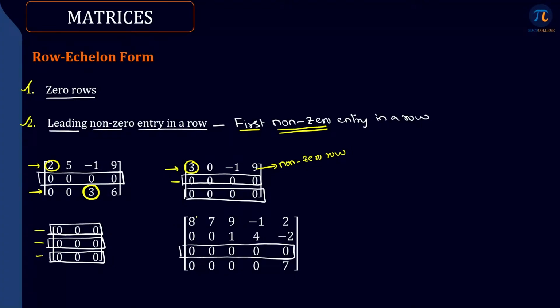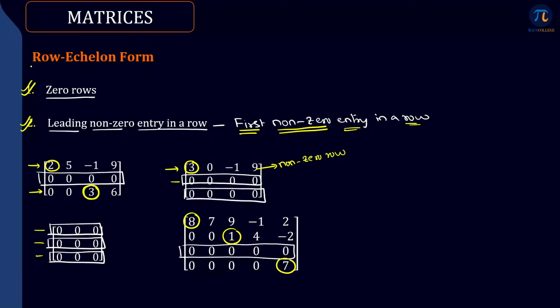In the fourth matrix, 8 is leading non-zero entry. In the second row, 1 is the leading non-zero entry. Third row does not have a leading non-zero entry. And the fourth row, 7 is the leading non-zero entry. So, please know these two concepts. One is what is zero row, a row containing all zeros. Leading non-zero entry means the first non-zero entry in a row.